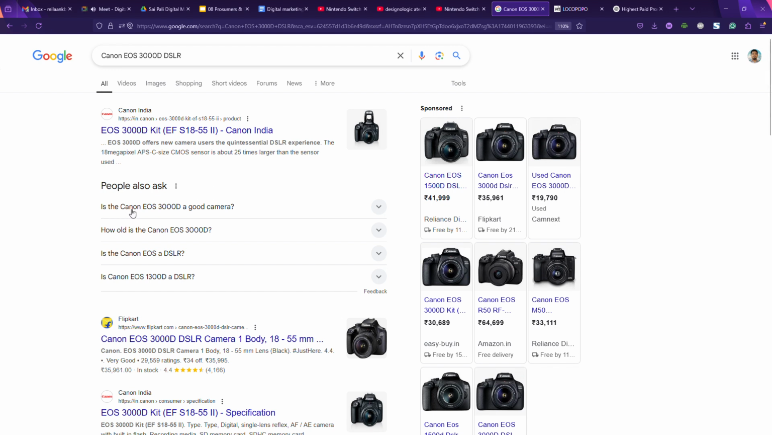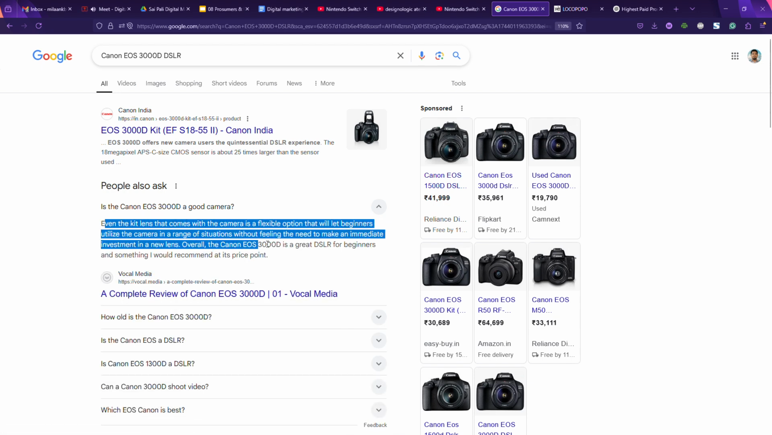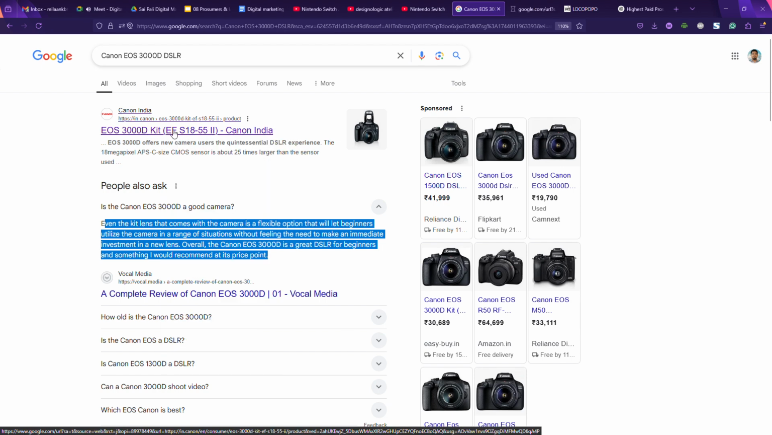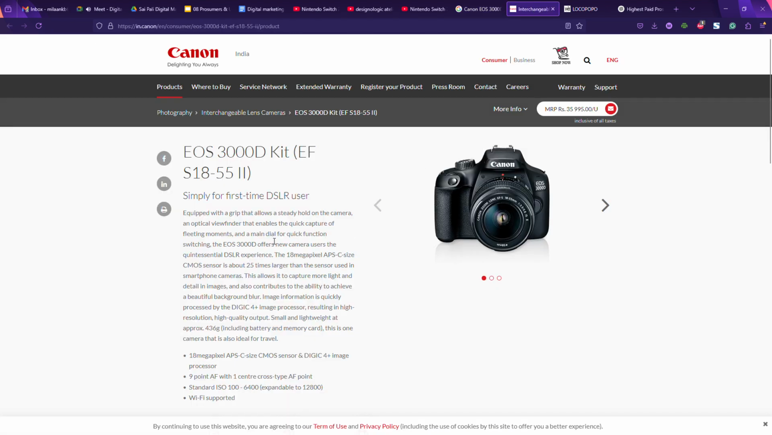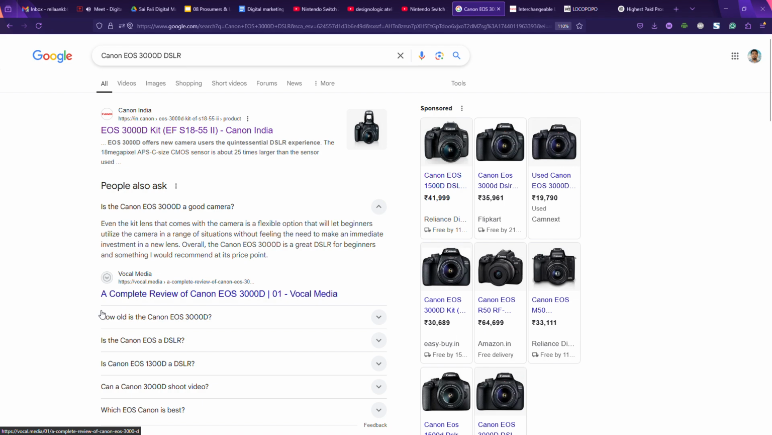And then we go to "is it a good camera." This is Vocal Media. If it's Vocal Media, then people read. If it's Canon's own website, this is Canon. Most people do not go to the native website and then make a buying decision. 99% of people do not buy after going through the main content of the website. Maybe they will buy from the main website, but they take the buying decision on some other website.